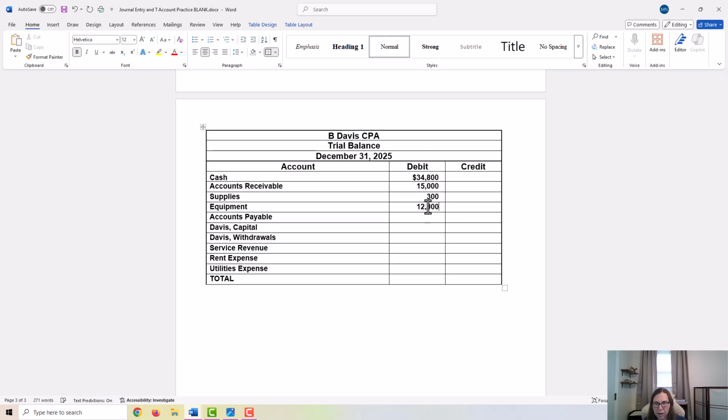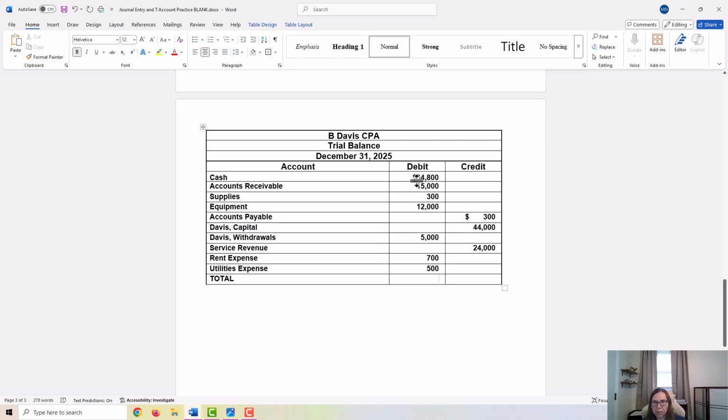Equipment had a $12,000 debit balance. Accounts payable had a $300 credit balance. Capital had a $44,000 credit balance. Withdrawals had a $5,000 debit balance. Service revenue had a $24,000 credit balance. And then rent expense and utilities expense had $700 and $500 in those accounts.